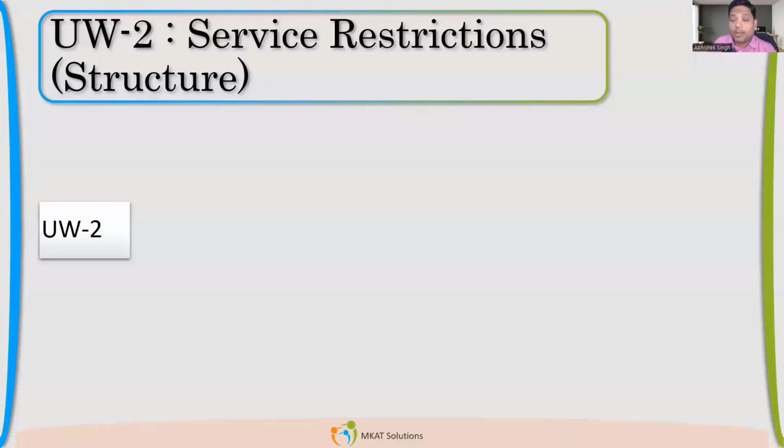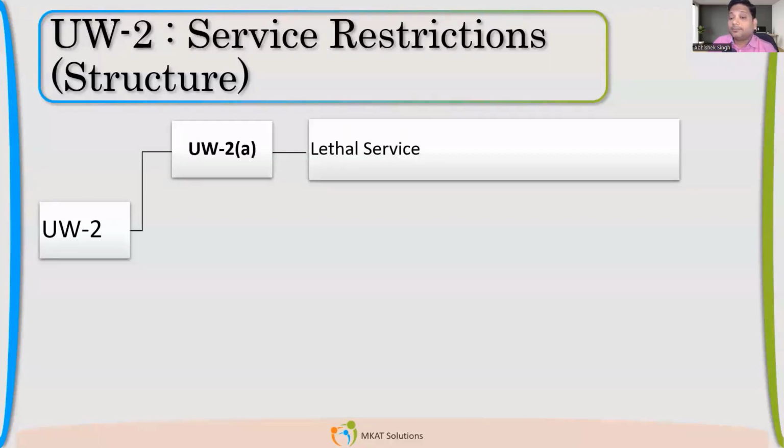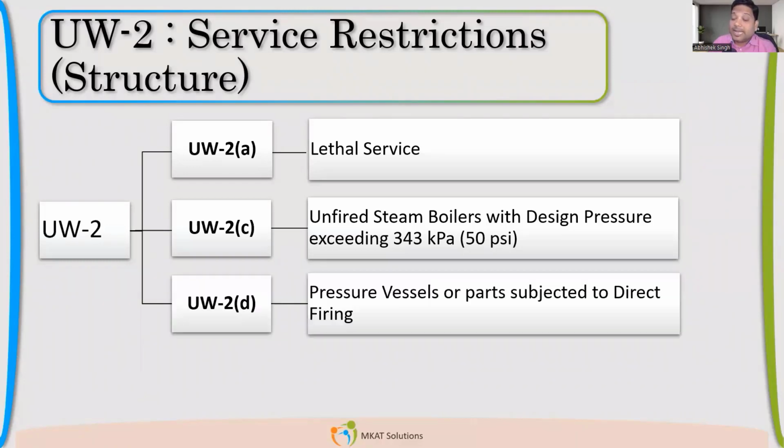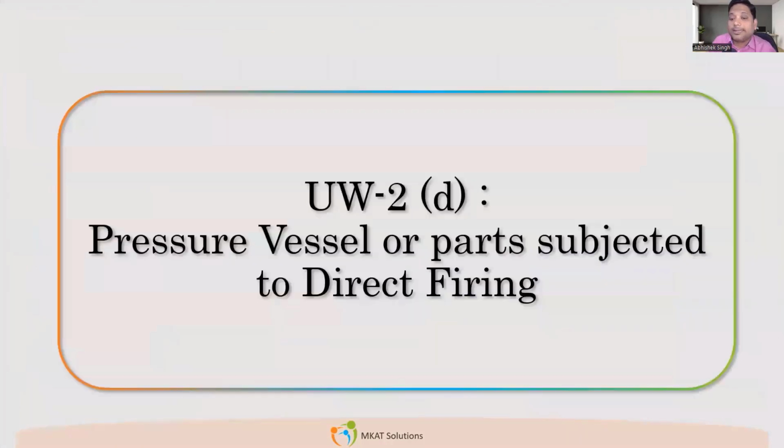So UW-2, what is covered? Clause UW-2(a) talks about lethal service. We'll talk about that. UW-2(c) talks about unfired steam boilers, where the design pressure is exceeding 50 psi. Then UW-2(d) talks about pressure vessels having direct firing, which is very similar to Section 1. Now the third part, which is direct firing.